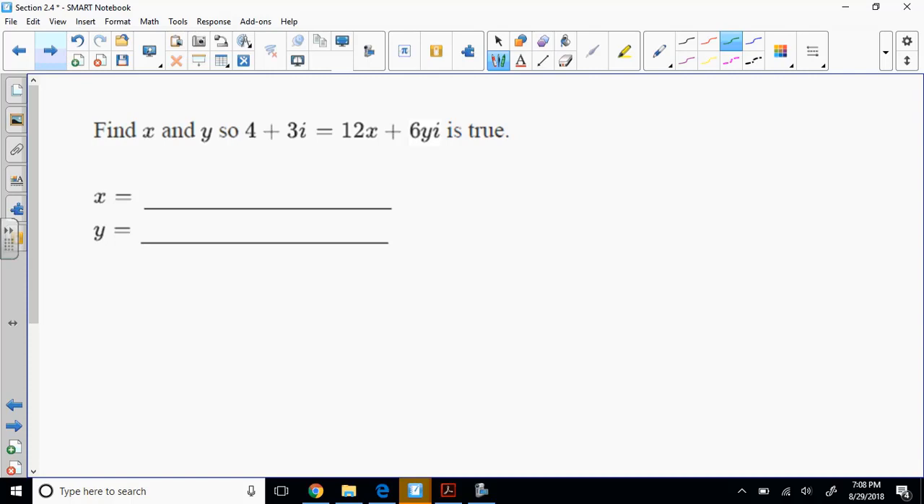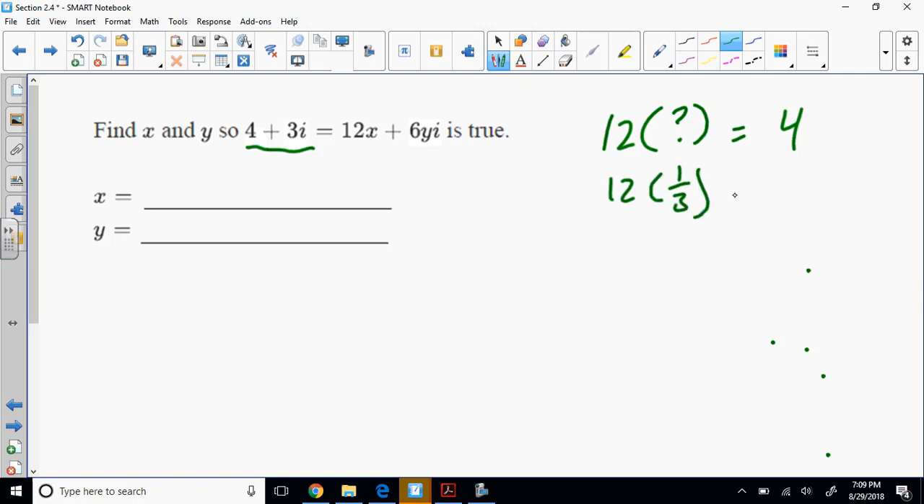Find x and y so that 4 plus 3i equals 12x plus 6yi is true. So we're trying to find what x and y would be in order to be the same as that, right? What would we need to do to 12, 12 times what would make it equal 4? A third. So 12 times a third would equal 4, right? So the x would have to be a third.